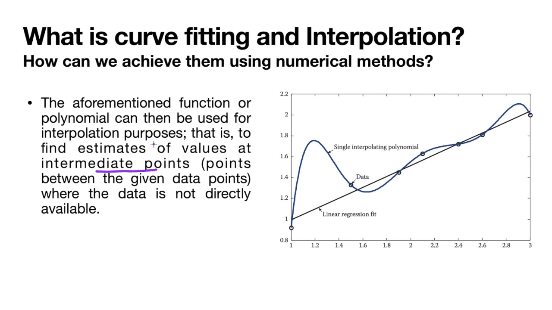So interpolation is the process to find the estimates of the values at the intermediate points between the given data points where the data is not available. For example, if we want to find the value at this point, we cannot find it until we have a function which can give us what the data would be based on the previous or next values. So interpolation is basically finding the data at intermediate points where it is not available. For example, here or here, we can find the data using the interpolation method.